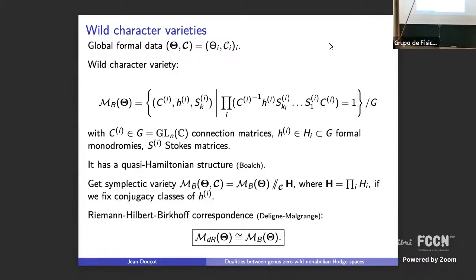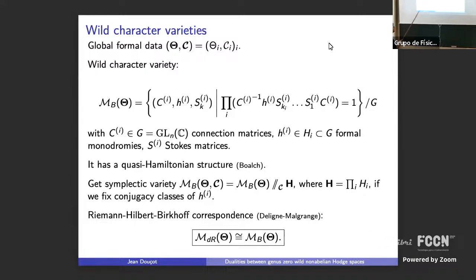So it will depend on the global version of the formal data, that is, the collection of the shape of the Stokes matrices will depend on the collection of the formal data at every singularity. And you can get an explicit presentation of the wild character variety compared to the usual character variety. You just have to replace this topological monodromy mi around the singularity by a more detailed product.